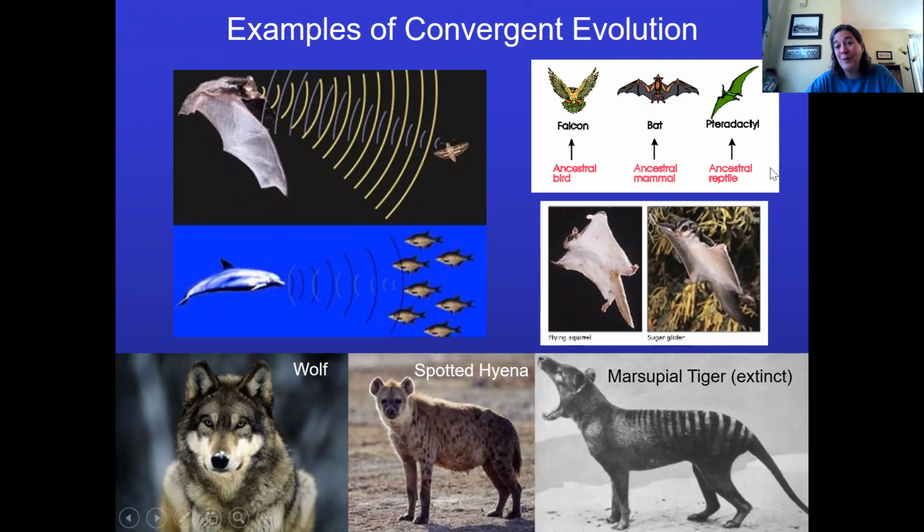Similarly, flying things besides swimming things. A falcon is a bird, a bat is a mammal, and again, extinct, the pterodactyls. They all have very similar wing structures. And then we have the flying squirrel versus the sugar glider, which look really similar. These three, the wolf, the spotted hyena, and the marsupial tiger, also extinct, again share similar niches, and so they have similar traits. And then there's the idea of echolocation, both in air by bats and in water.